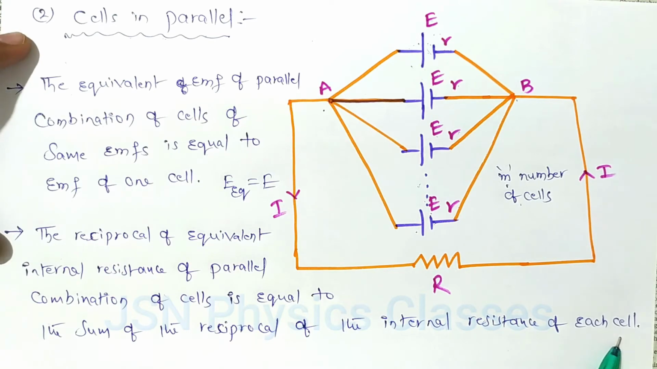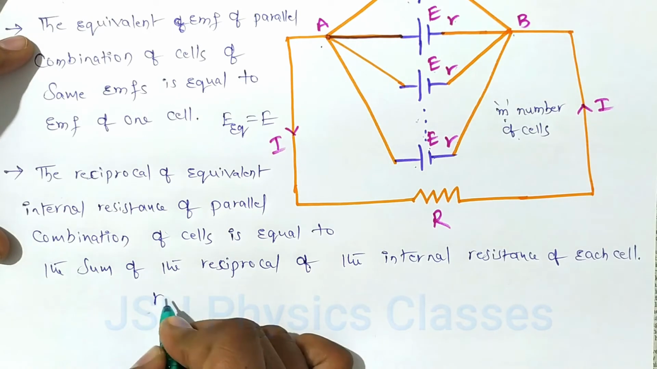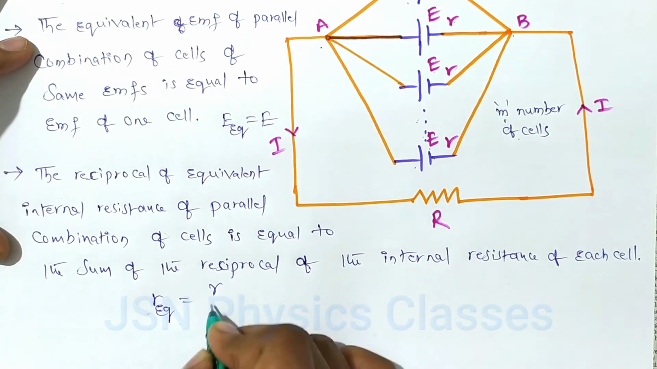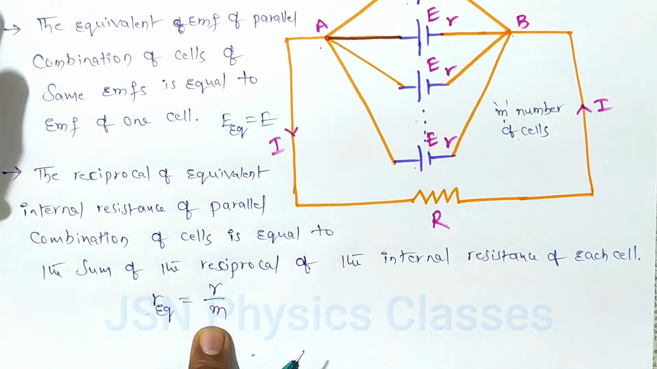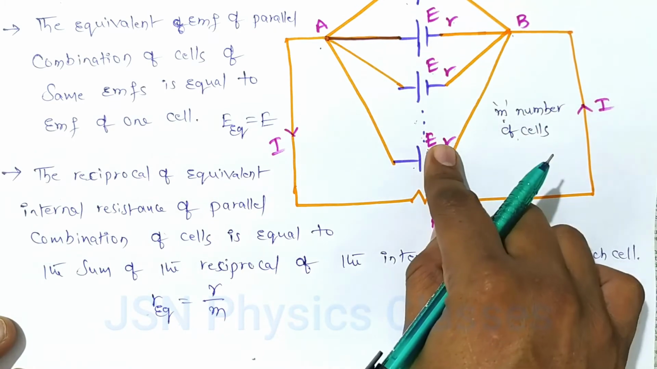So what we said now is that when all the internal resistances are the same, the equivalent resistance R equivalent is equal to R by m, because m number of cells are there, so m number of internal resistances.